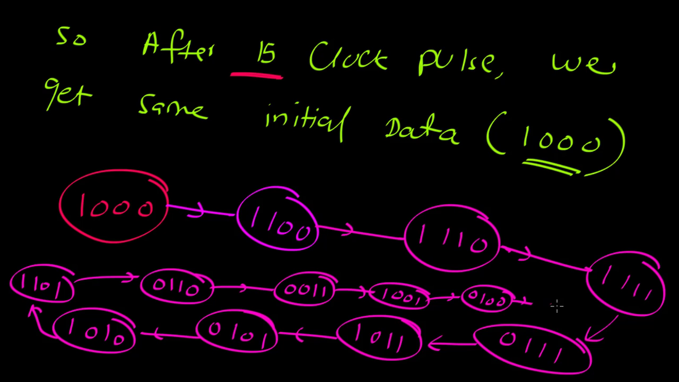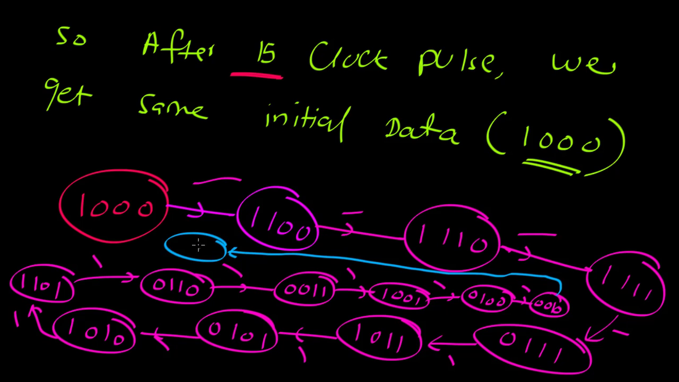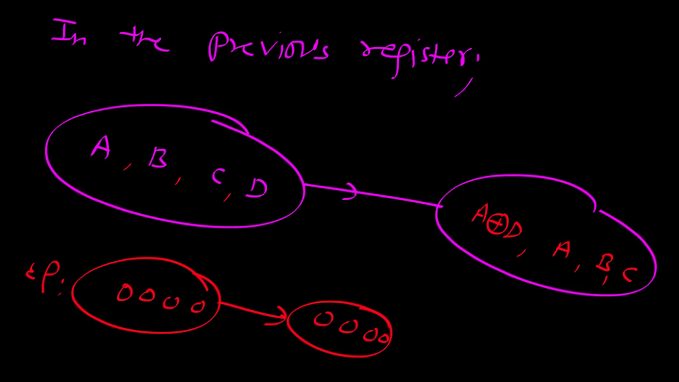From here you will go to 0 0 1 0, and so on. You can notice that after 15 clock pulses you will come to the last state. Here I don't have space, so let me write it. From here you will go to 0 0 0 1, and then from here you will go back to the initial state. So after 15 clock pulses, you are coming back to the same state.